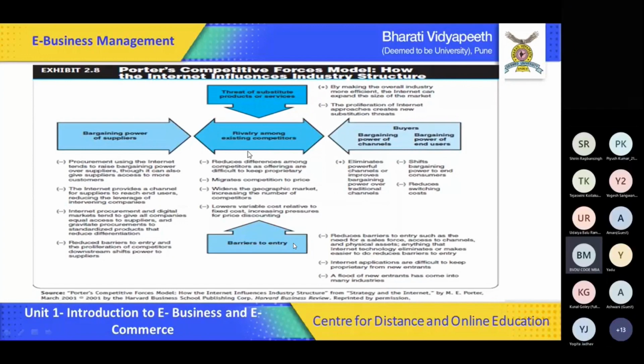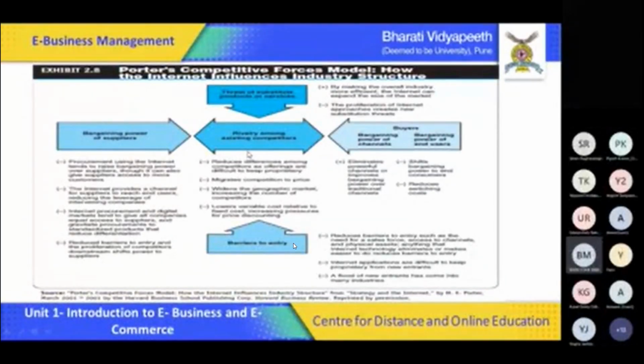and you can enter into the marketplace. Then internet applications are very difficult to keep proprietary from new entrants, right? So new entrants can easily enter. Nowadays, there are no entry barriers for any kind of business because everything has changed so much. You must have seen that the way companies were doing business has changed completely. So it becomes really easy for people to enter into the market. And a flood of new entrants has come into many industries. If you see the startups, they have grown to a great extent. Nowadays, a lot of new entrants have come into many industries.